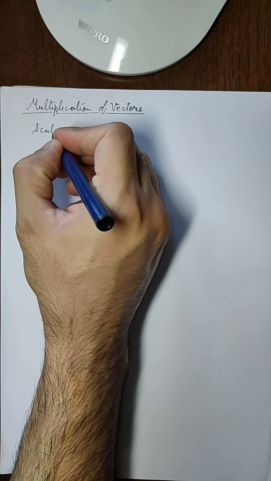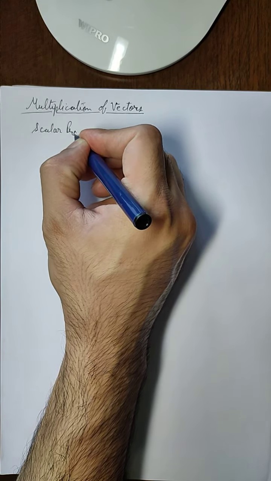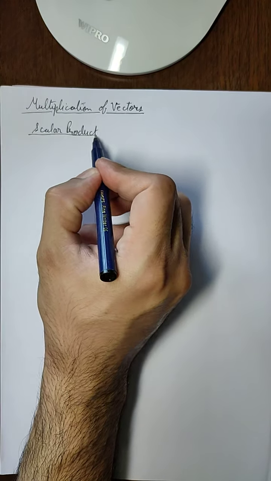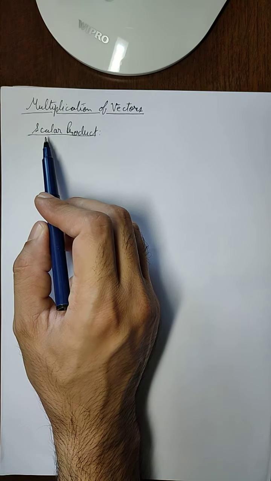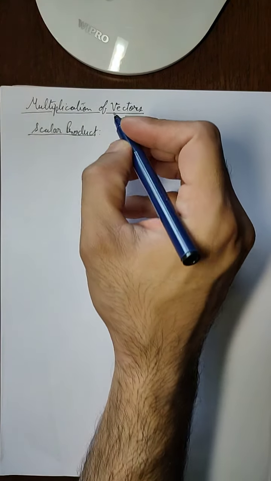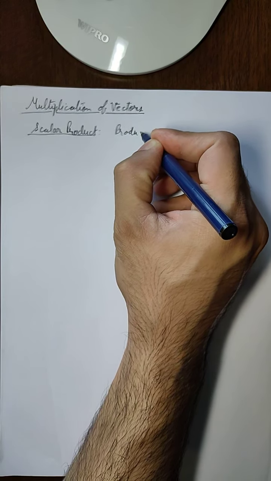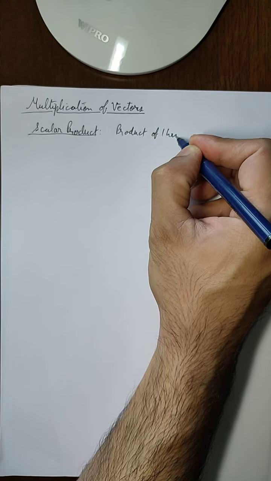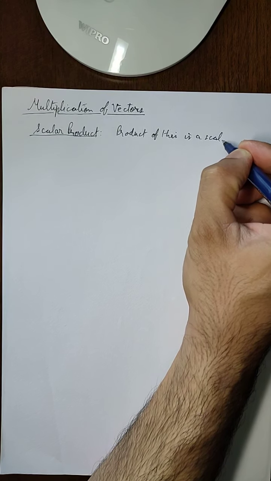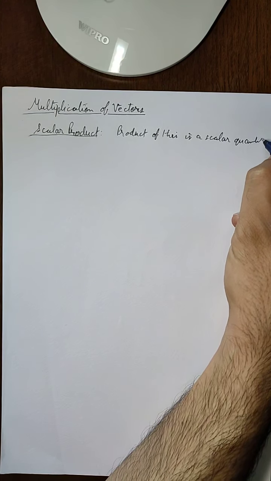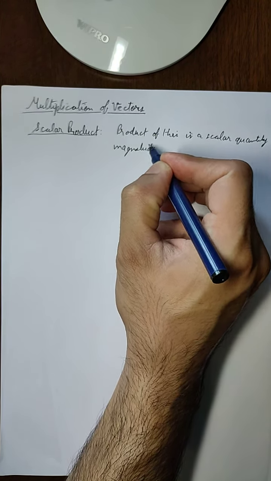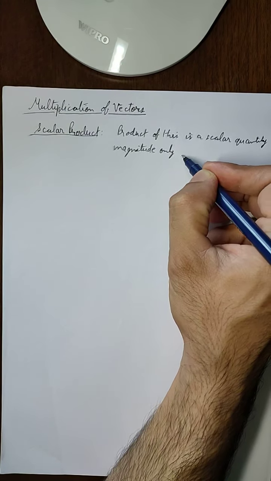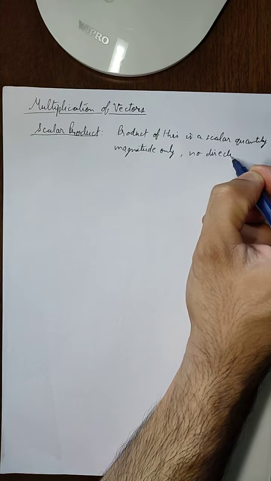The first method is called scalar product. As the name suggests, the result of this product is a scalar quantity. That means we are going to multiply two vectors, but in the result we are going to get a scalar quantity. So we can write here that the product of this is a scalar quantity. That means we only have to find out the magnitude. The direction will not be there because it will be a scalar quantity.